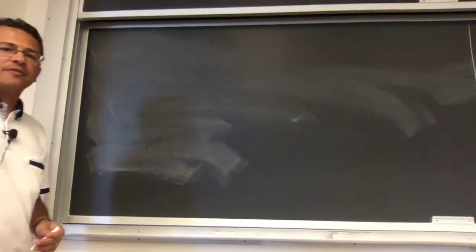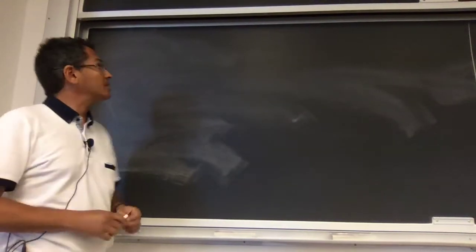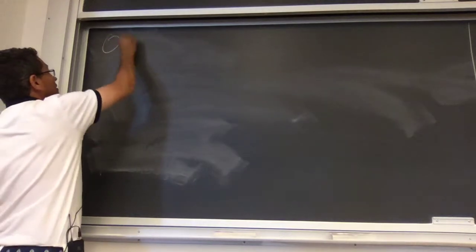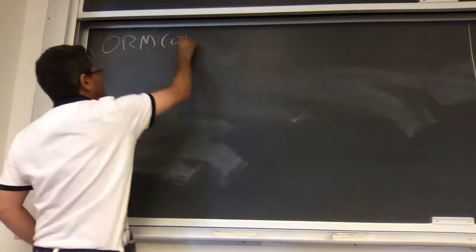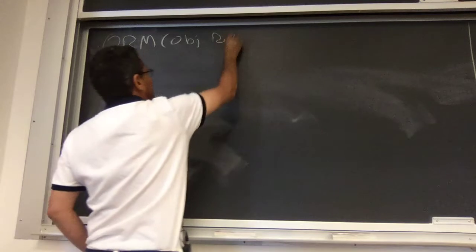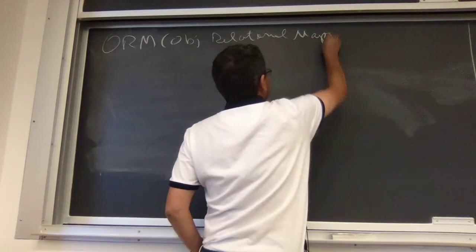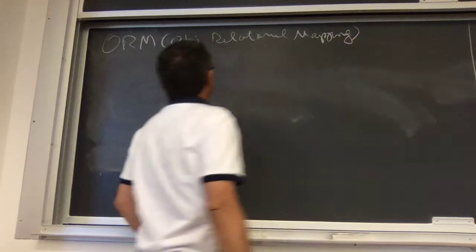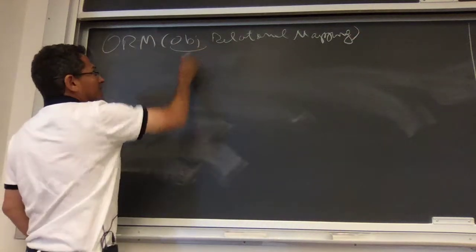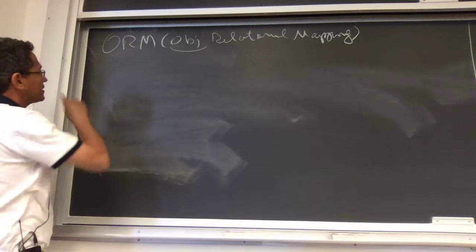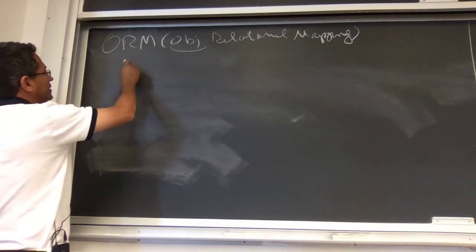Okay, so first let's chat about ORM, or object relational mapping, meaning that we have an object, presumably in a CPU, in RAM.